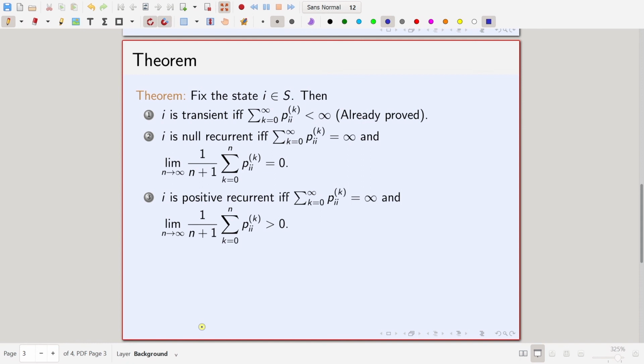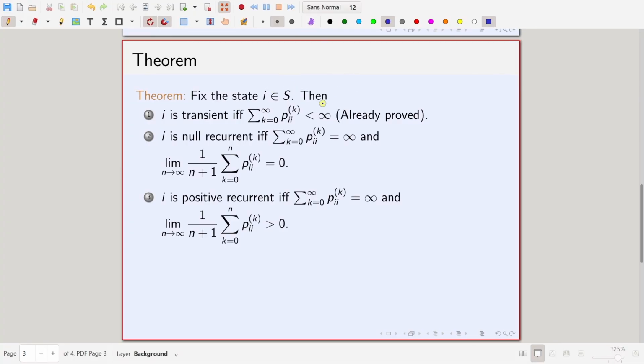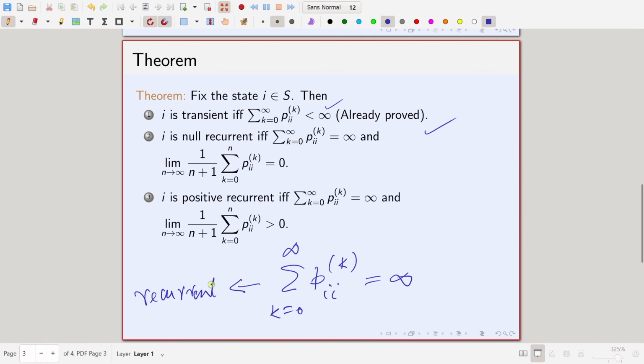We have already seen that in a Markov chain, the states can be classified as either transient or recurrent. Now, if it is recurrent, then it can be further classified into two subclasses, positive recurrent and null recurrent. So, you fix a state I in S, then I is transient if and only if this sum is less than infinity. We have already seen a theorem which said that I is transient if and only if this quantity is less than infinity, and it is recurrent if and only if the sum over k running from 0 to infinity of p_I^k is equal to infinity. So, we have already seen this theorem.